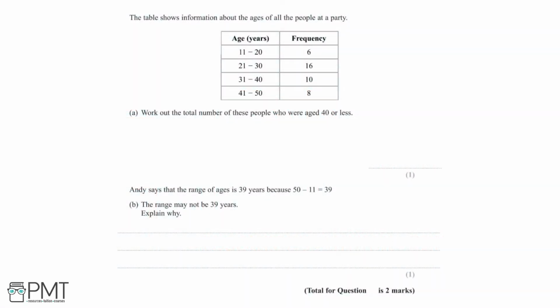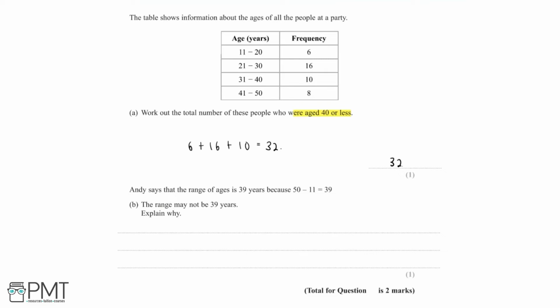In this question, we're given a table which shows information about the ages of all of the people at a party. And in part A, we need to work out the total number of people who are aged 40 or less. Now looking at our table, we can see that the people who are aged 40 or less will all fall in these first 3 groups. And so we can add these frequencies together. So the number of people who are aged 40 or less would be 6 plus 16 plus 10, which is equal to 32.